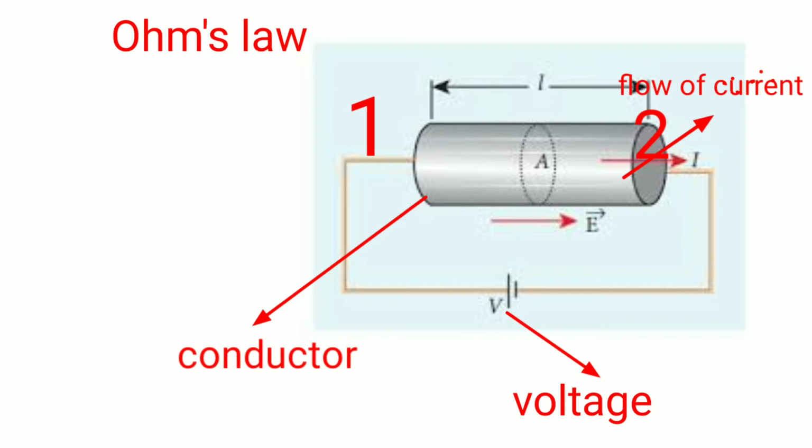What is Ohm's law? Ohm's law states that the current through a conductor between 2 points is directly proportional to the voltage across the 2 points. Introducing the constant of proportionality, the resistance, one arrives at the usual mathematical equation that describes this relationship.